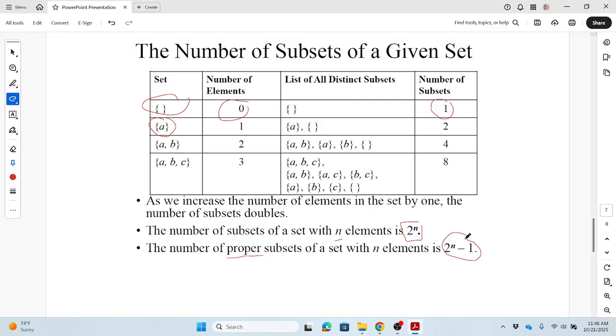To make things easier, let's say A has 3 elements, 1, 2, 3. Then there will be a total of 2 to the power 3, which is 8 subsets. And if you are talking about proper subsets, then there will be 7 proper subsets we can create. Instead of 1, 2, 3, let's say A, B, C are the elements: {1, 2, 3}, {1, 2}, {1, 3}, {2, 3}, {1}, {2}, {3} separately, and the empty set.